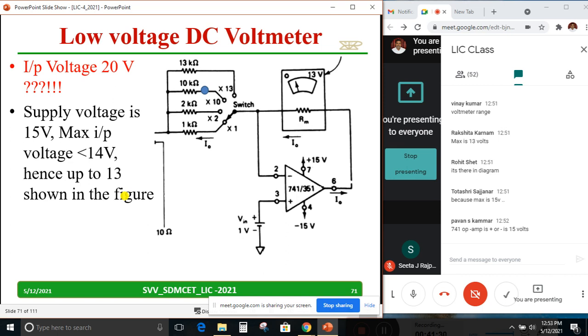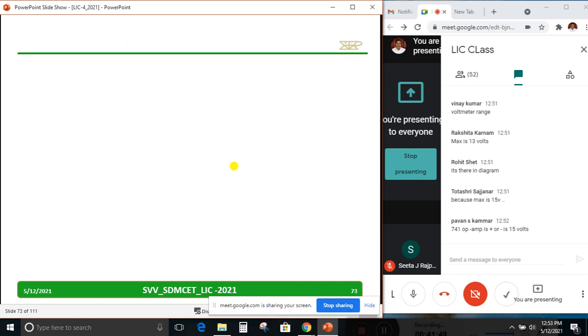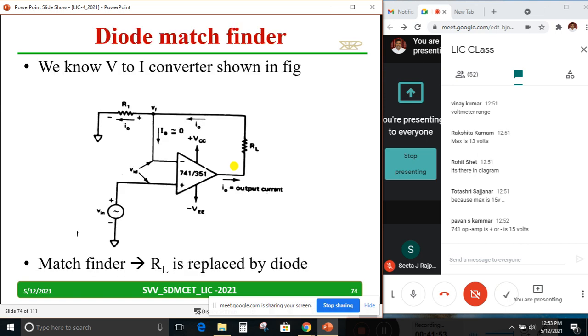Hope most of you copied this. A DC voltmeter with a full scale deflection of 1 to 13 volts can be constructed. Meter resistance does not affect IO. Meter resistance is very, very less, we assume. So I think this much we'll discuss.